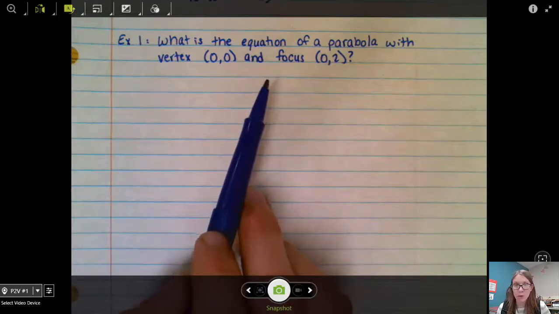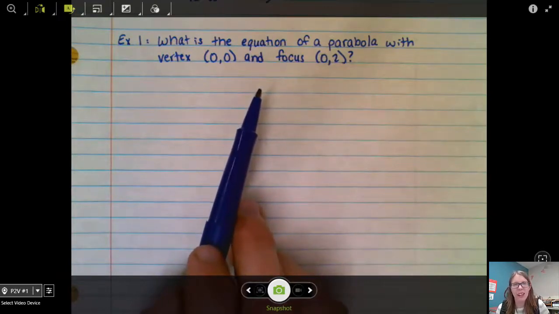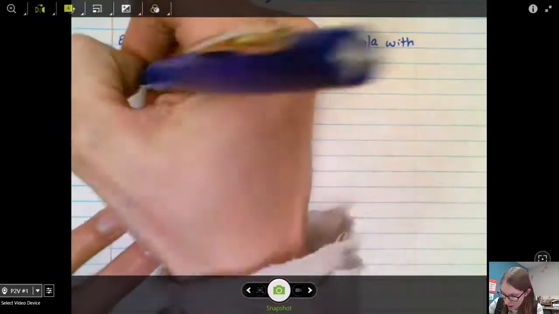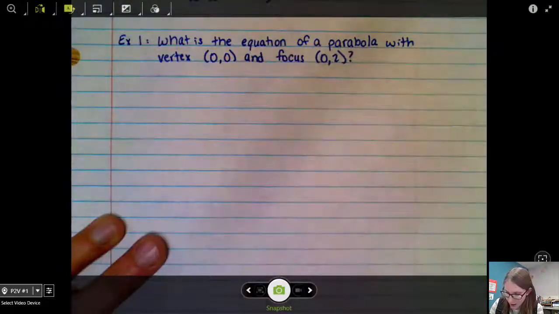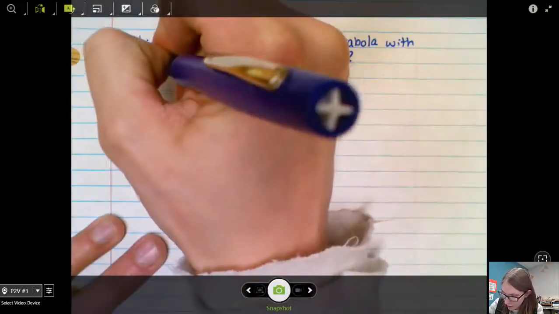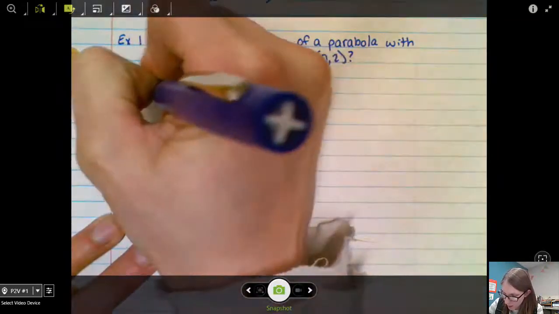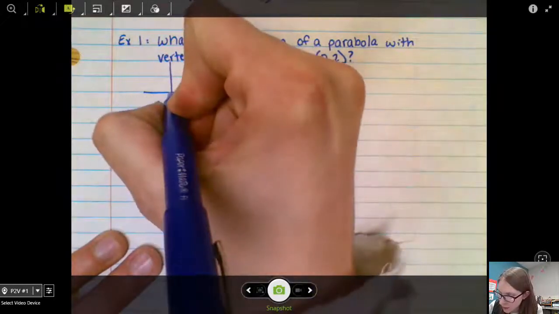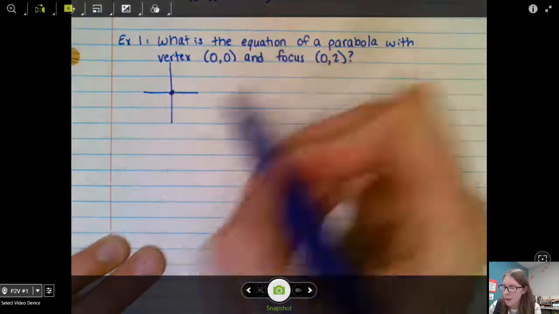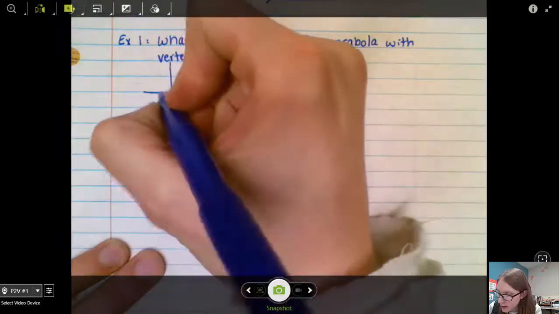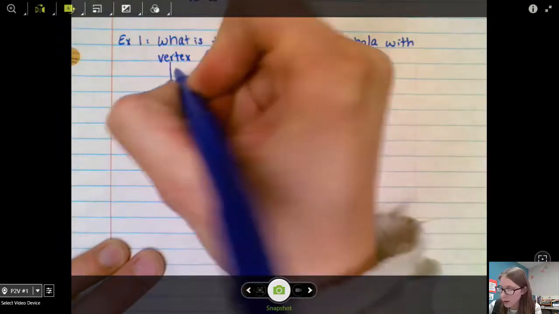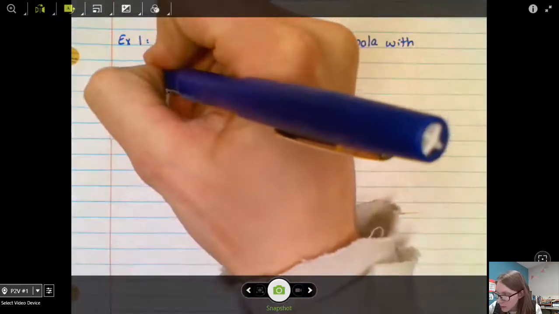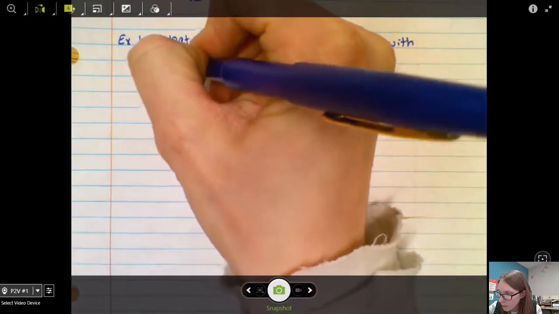My suggestion, before you really start working on trying to find what the equation is going to be, draw a picture. Okay, a picture makes this a lot easier. If I draw my picture here, I have my coordinate plane. The vertex of my parabola is 0, 0. So that's my turning point. The focus is 0, 2, which is up here. That fixed point, that focus is inside the parabola, which means my parabola has to go like this somewhere.